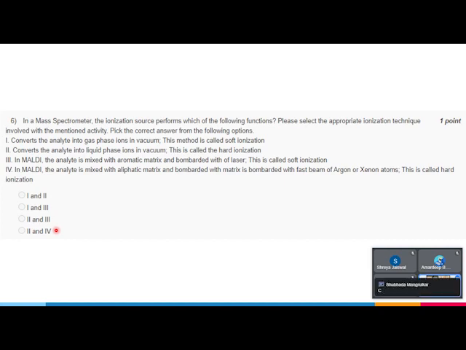So Amardeep says it is B, that is converts analyte into gas phase ions, which is known as soft ionization. And in MALDI, the analyte is mixed with aromatic matrix and bombarded with laser, which is also known as soft ionization. Shubhada says it is C, converts analyte into liquid phase ions in vacuum, which is known as hard ionization. And in MALDI, the analyte is mixed with aromatic matrix and bombarded with lasers. This is called soft ionization. Okay. So anyone else wants to try and answer this question?